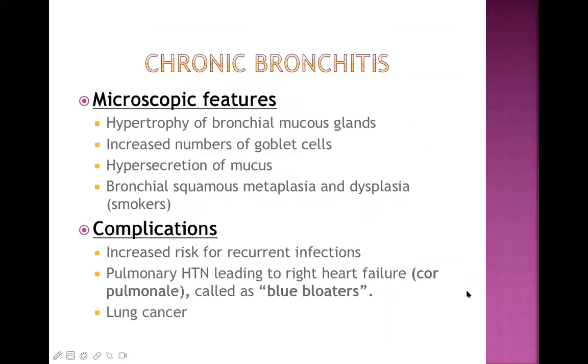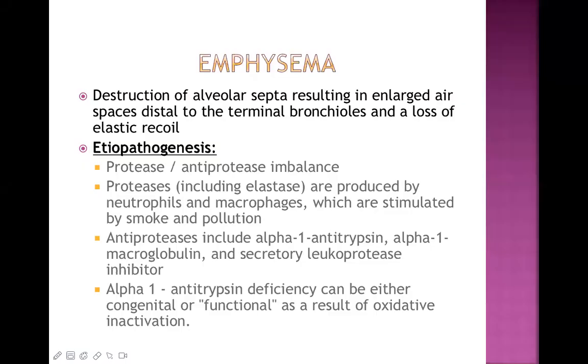Now, what are the microscopic features of chronic bronchitis? If we take a biopsy from the airway, what do we see there? There may be hypertrophy of the bronchial mucus glands because of repeated stimulation. As a result of smoking, they become hypertrophied. There is an increased number of goblet cells, which also helps in excessive mucus production, and that mucus will result in excessive sputum.